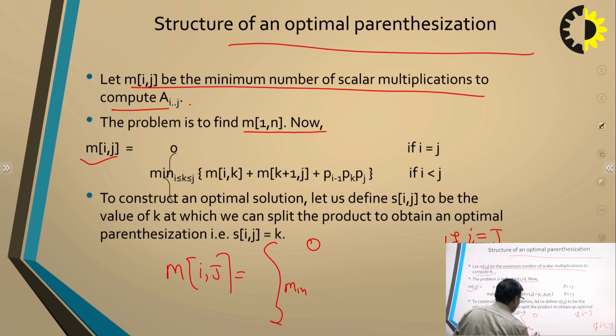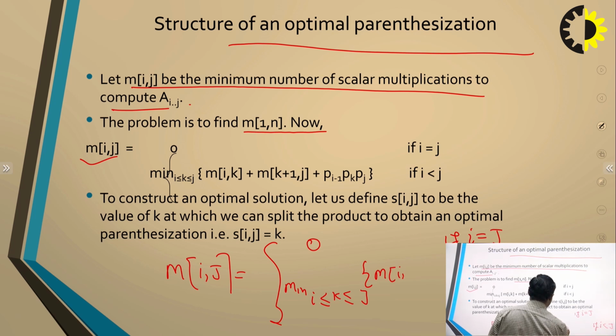the minimum of i is less than or equal to k and k less than j, then the value will be Mi comma k plus Mk plus 1 comma j plus Pi minus 1 comma Pk comma Pj. Okay, these are the values. The main formula. It's the main formula.